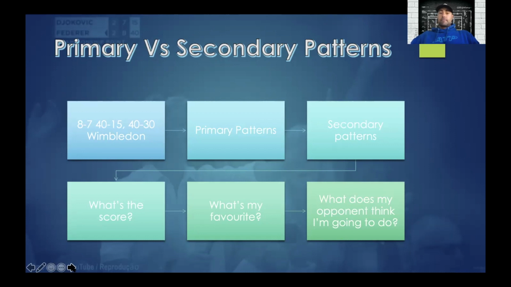So three target questions to know before you use one of these primary or secondary is, what is the score? Because the score plays a huge role in deciding whether you're going to use a primary and a secondary pattern, which we'll see coming up. What is my favorite? So what am I best at? What am I most comfortable with? And then finally, at a much higher level, what does my opponent think I'm going to do? And the higher level you play, the more your opponent is going to recognize what your favorite patterns, your favorite locations and strategies are, and they're going to look to cover them or counter them. So you need to understand that.